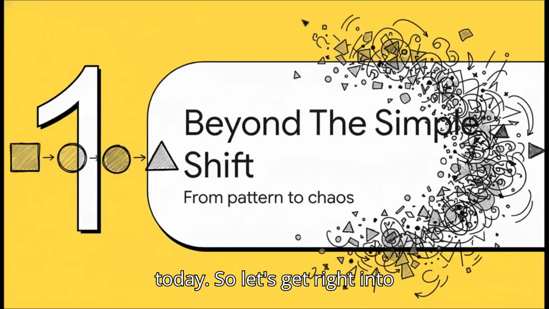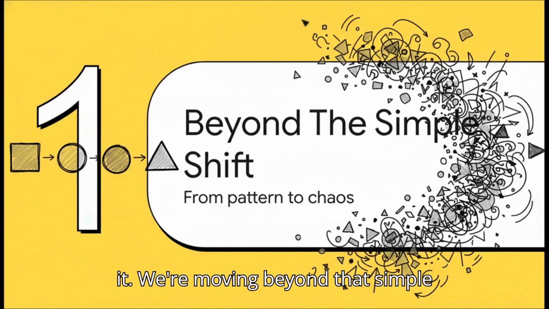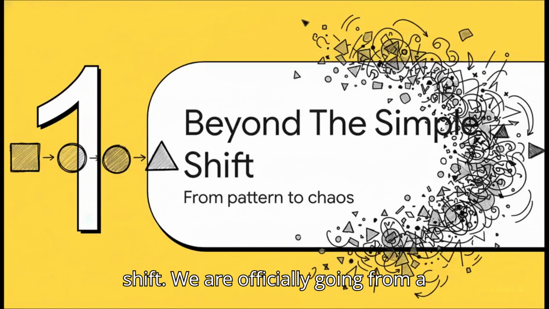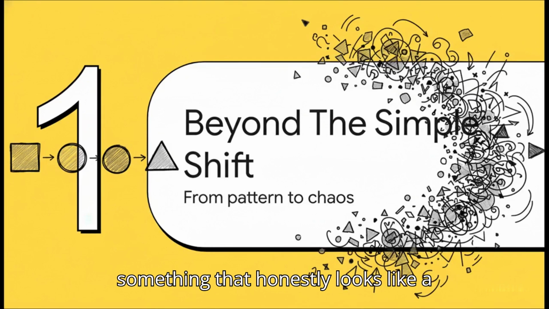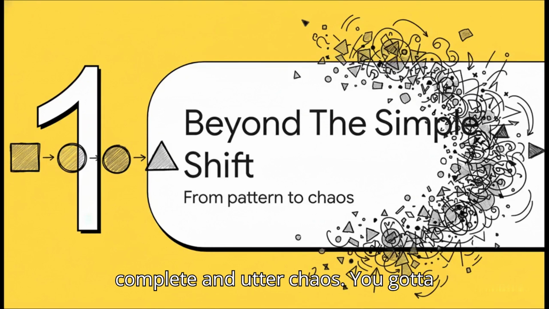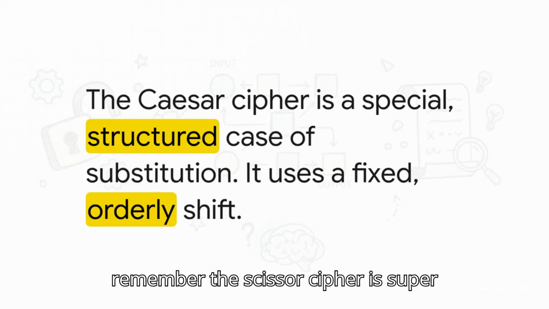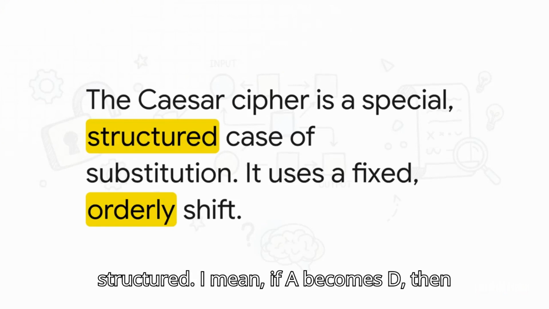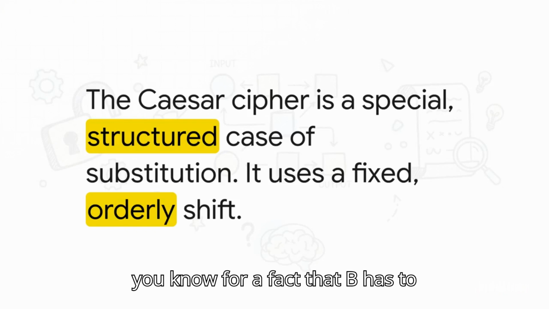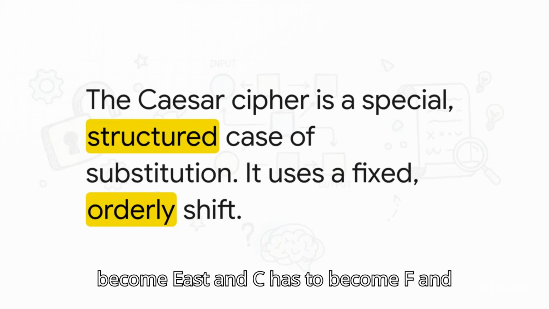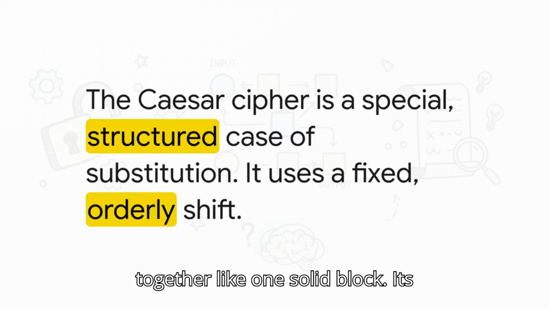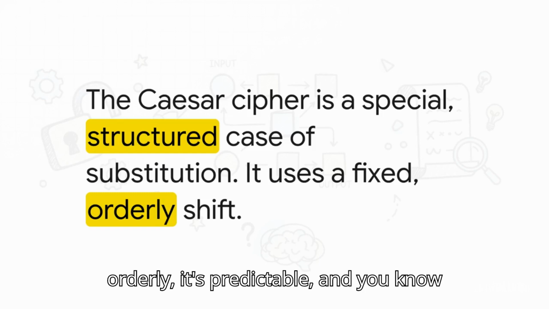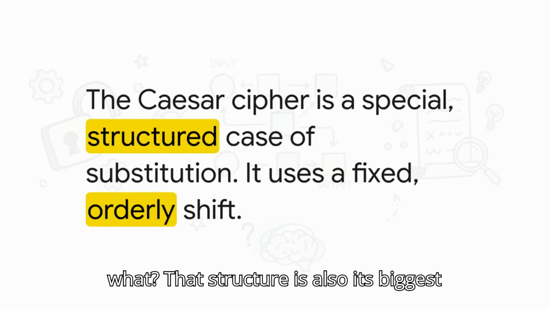So let's get right into it. We're moving beyond that simple shift. We are officially going from a nice, neat, predictable pattern to something that honestly looks like complete and utter chaos. You gotta remember, the Caesar cipher is super structured. I mean, if A becomes D, then you know for a fact that B has to become E, and C has to become F, and so on. The whole alphabet just moves together like one solid block. It's orderly, it's predictable, and you know what? That structure is also its biggest weakness.